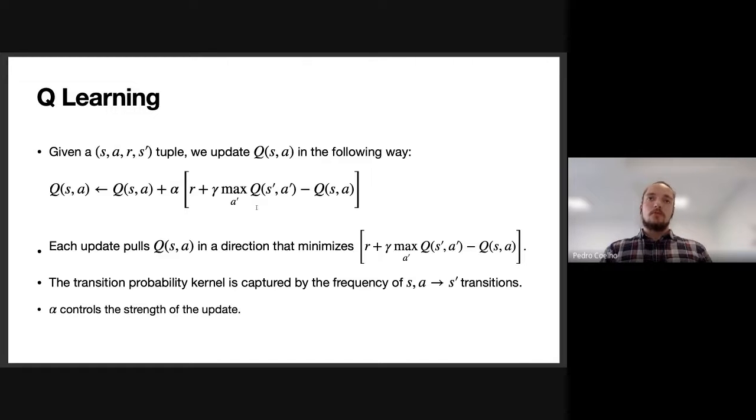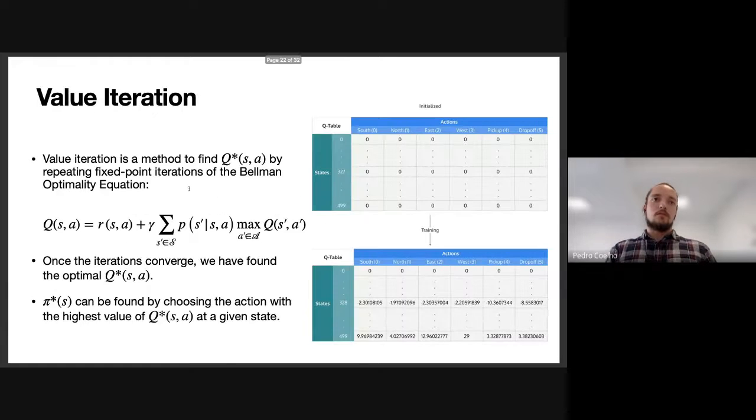And so I hope it's somewhat clear that this is basically equivalent to the previous method. Just instead of using the probability kernel, you replace this by sampling. And so if there's a high probability of going from one state to the next, that transition will be sampled more often. And so that's equivalent to having a higher probability value on the kernel for that transition.